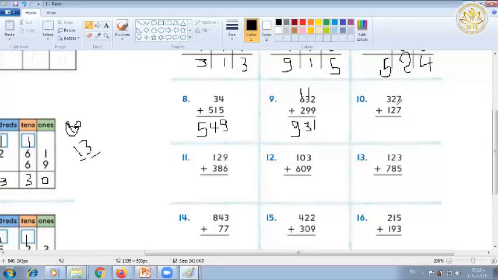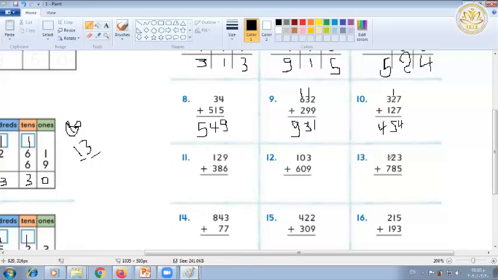The last one I'm going to do with you, and you have to complete the rest of them by yourselves. Here, 7 plus 7 equal 14. 4 with the ones and the 10 with the tens. 1 plus 2 equal 3. 3 plus 2 equal 5. I'm sorry about the writing, but I'm using the mouse. Now, it's equal 5. Now I have 3 plus 1 equal 4.